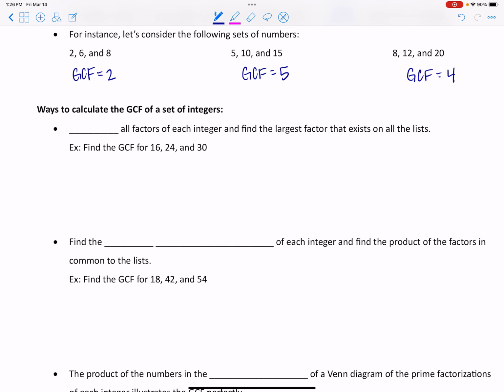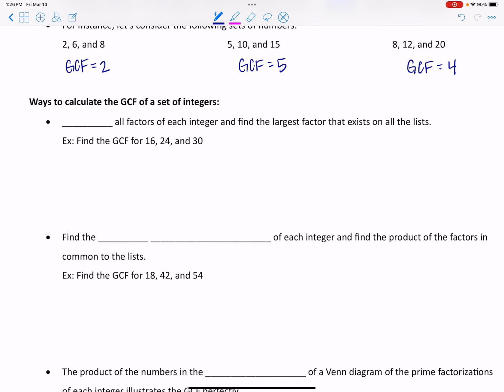So one of the ways that we can actually calculate the GCF for a set of integers is to list out all of the factors of each of the integers and then just see on those lists what's the biggest one that they have in common. So let's make a list of all of the factors of each of our numbers and again find the biggest one in common on our lists. So let's start this one. We're looking for the GCF here for 16, 24, and 30. And again, if you can see it, great.